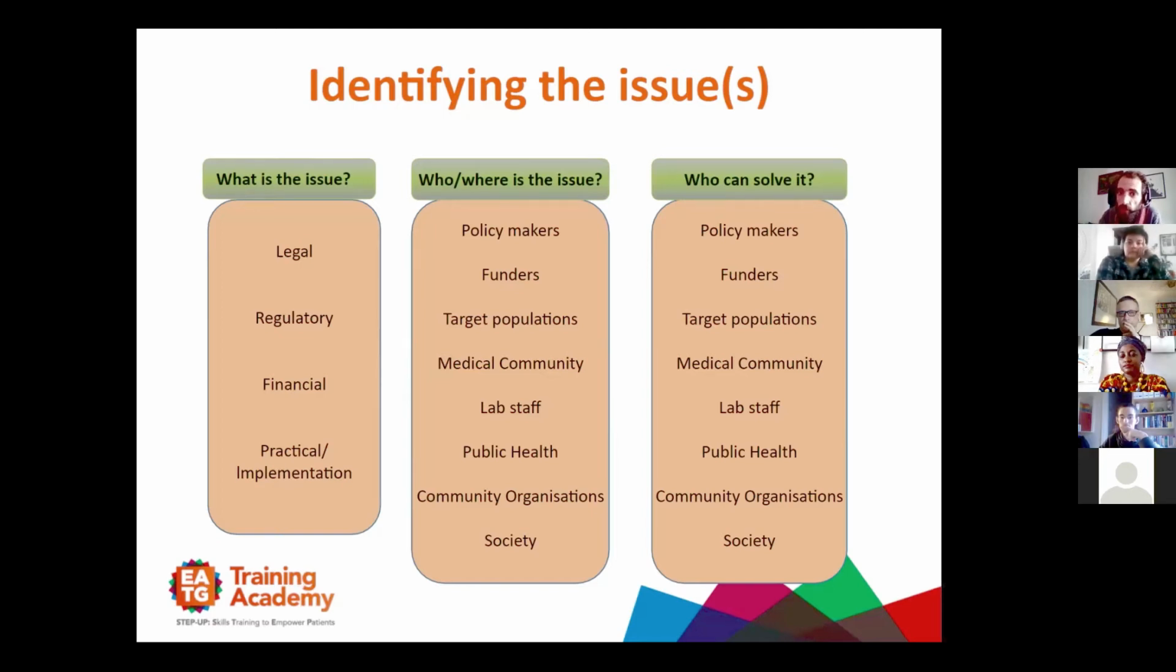Which links again to the last part, which is who can solve it. And the who can solve it has two sides. So who makes the decision? And how do you get to the person who makes the decision? Because often, even if it is that person who makes the decision, it's going to be very difficult to get to the person or to convince the person, and so you have to go around. Again, this is mostly focused on advocacy, but you can try to do the same exercise with non-advocacy issues.